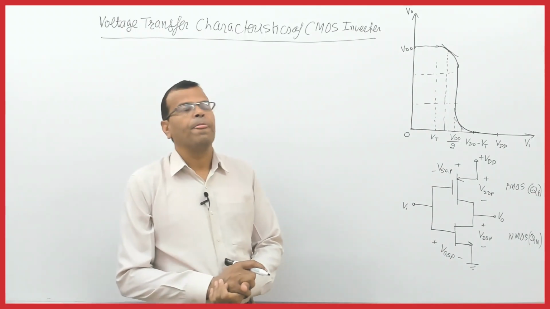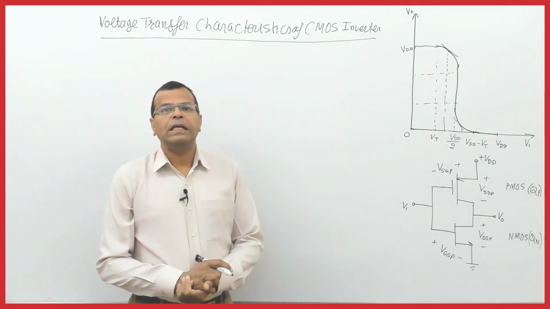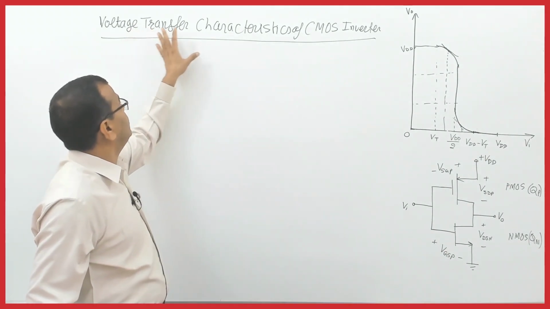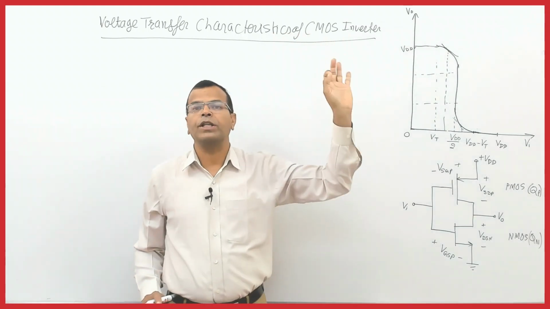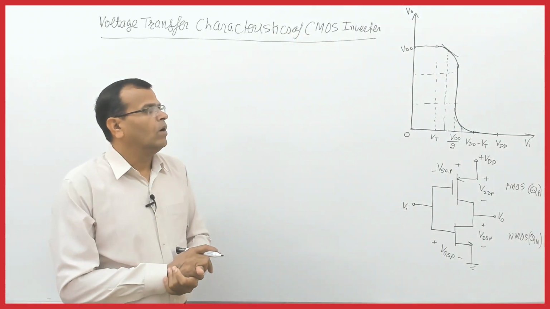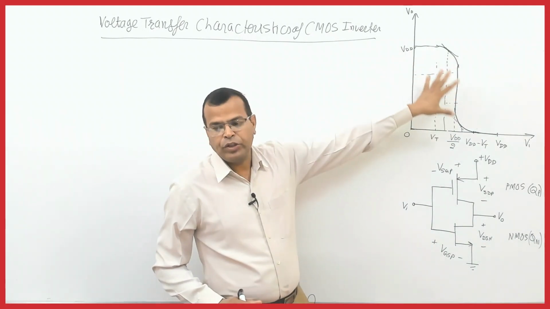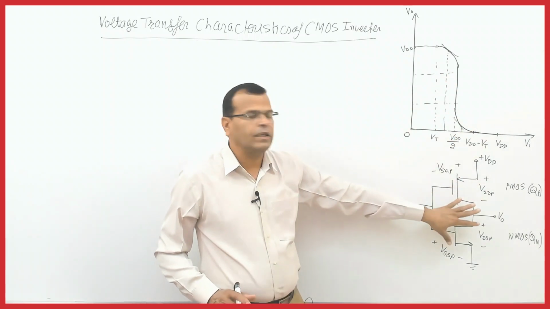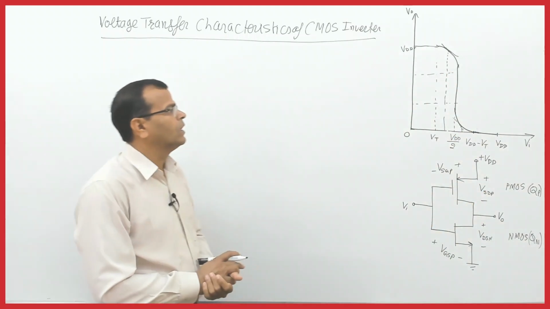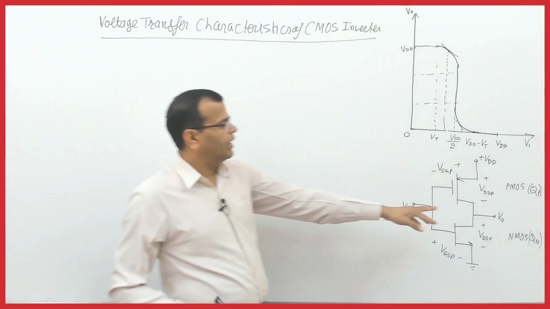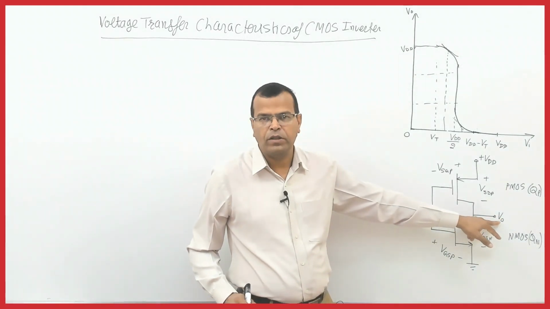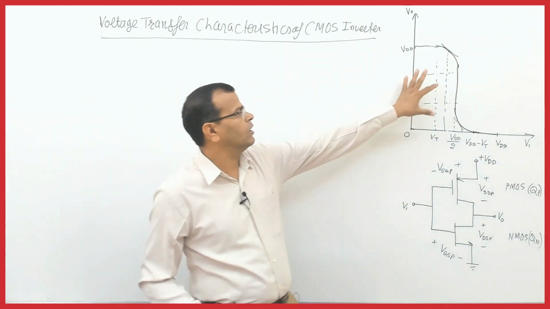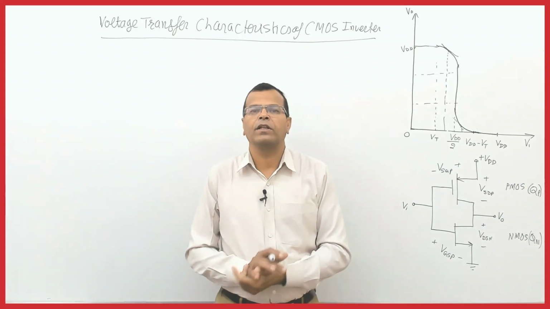Hello everyone. Now we will discuss the next topic of CMOS, that is the voltage transfer characteristic of CMOS inverter. This is the voltage transfer characteristic of a CMOS inverter, and this is the circuit diagram of the inverter. Here we will see the variation of output voltage of the inverter with respect to variation in the input voltage. That is nothing but transfer characteristic.